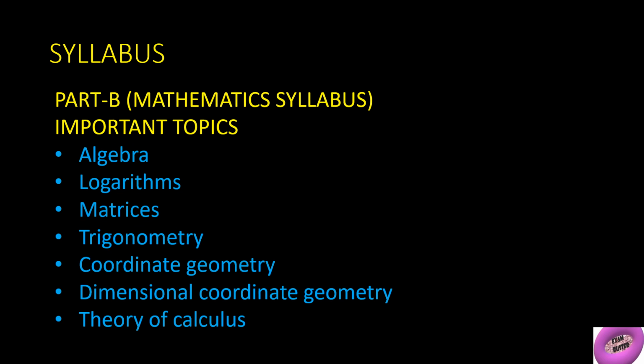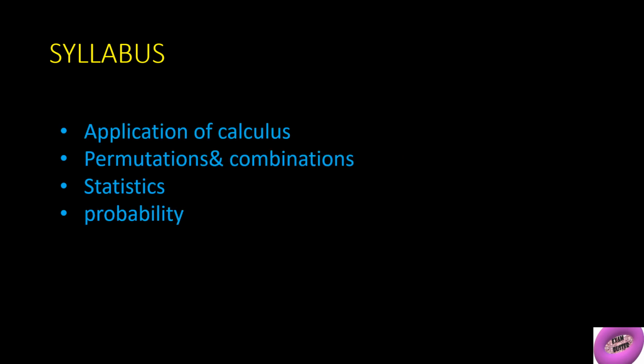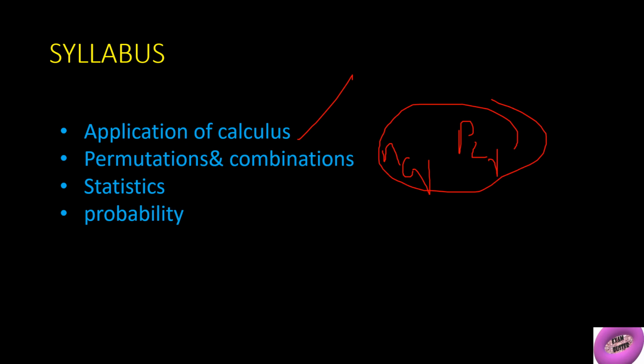Coming to Part B, mathematics. Here I have mentioned only the important topics; the remaining syllabus you can find on the official website. Algebra, logarithms, matrices, trigonometry, coordinate geometry, three dimensional coordinate geometry, theory of calculus, application of calculus, permutations and combinations. These are nothing but nCr, nPr, and they have many formulas related to them. Statistics, probability.